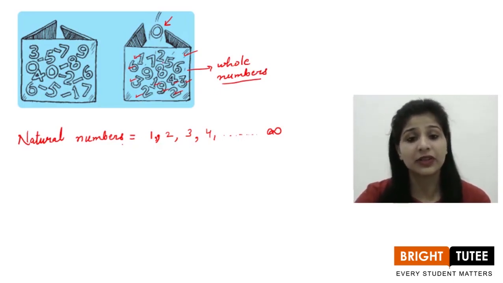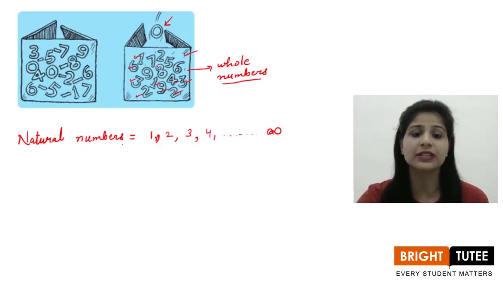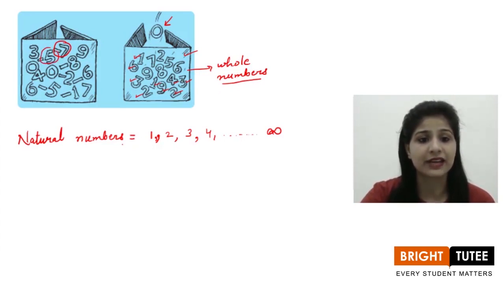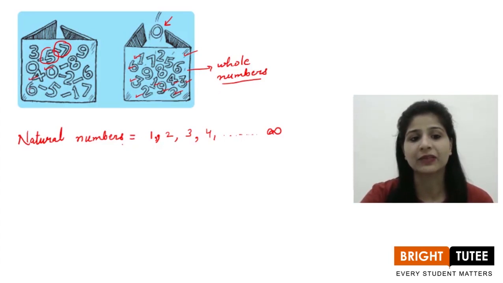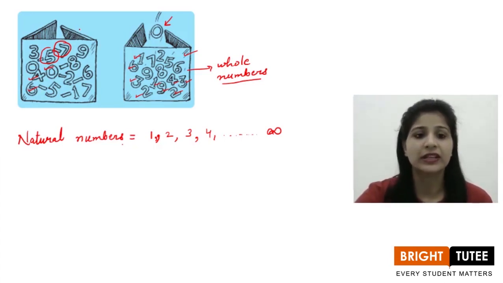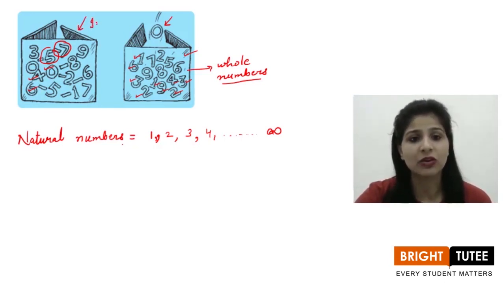And with the whole numbers, that means with the positive numbers and the 0, we include the negative numbers, as you can see. Here we have negatives, here we have 0, here we have the positive numbers as well. So all the negative numbers along with positive numbers and 0, this is the set of integers.